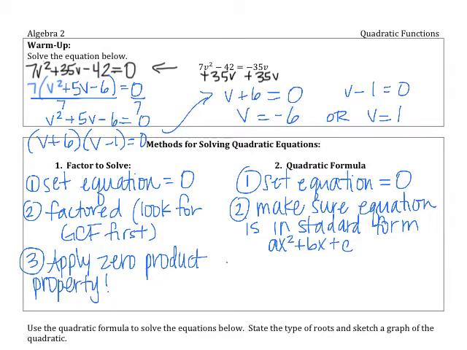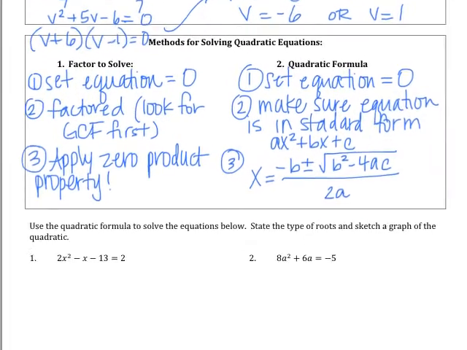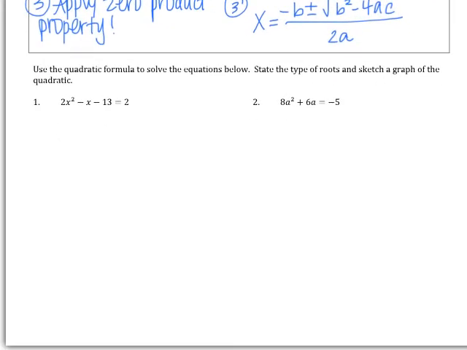And then the last step would be to use the quadratic formula, and the quadratic formula is this. Opposite b plus or minus the square root of b squared minus 4ac, all divided by 2a. So this is using those coefficients from standard form to solve and find what x is. So again, these are two different ways you can factor to solve, or you can use the quadratic formula. So let's use the quadratic formula on these two problems below.